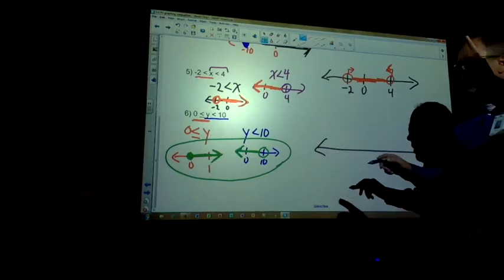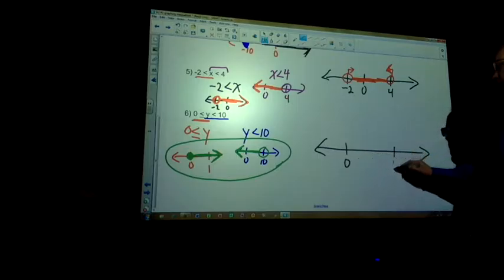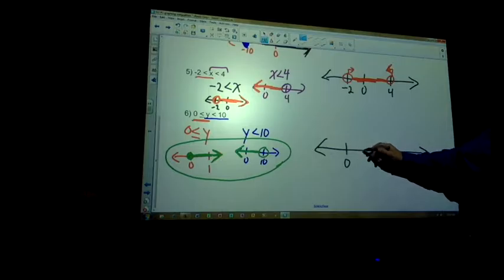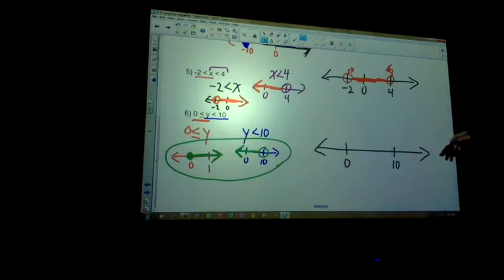Okay, watch. Ready? So if I put 0 here and I put 10 here, is that enough for our numbers? I mean, I guess we could put 1, 2, 3 all the way to 10 if we wanted. We could put negatives over here if we wanted to. We could put 11, 12, 13.